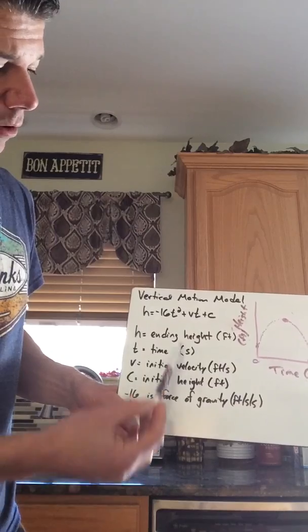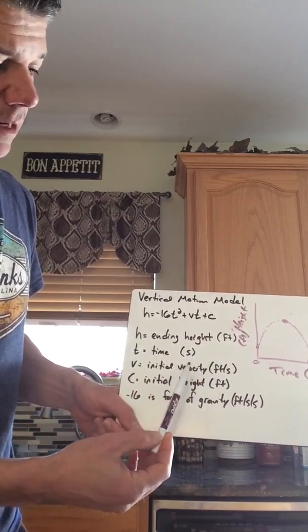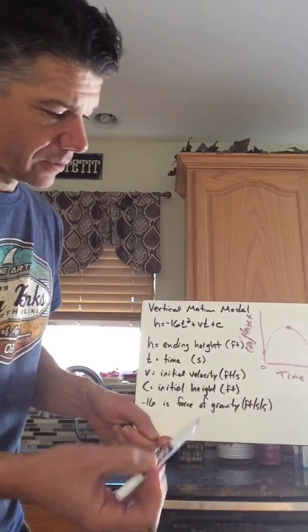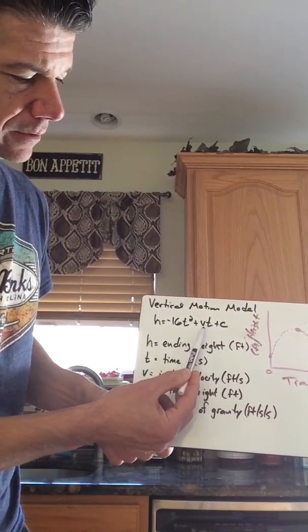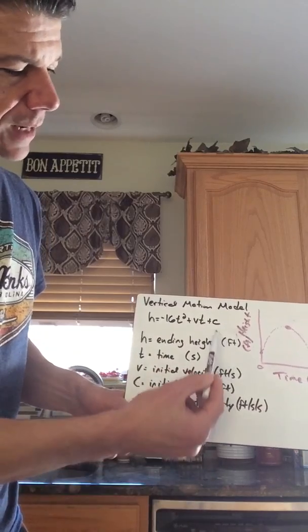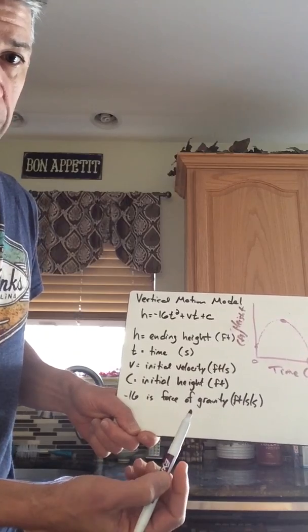Our v is our initial velocity. When you throw something up, it has an initial velocity when it leaves your hand. When you kick something, it has an initial velocity. If you drop something, your initial velocity will be 0. But if there's an initial velocity in feet per second, that goes right here in front of our t, our b. And c, sometimes it's known as s. That's just our initial height, the starting height of the object once we get going.